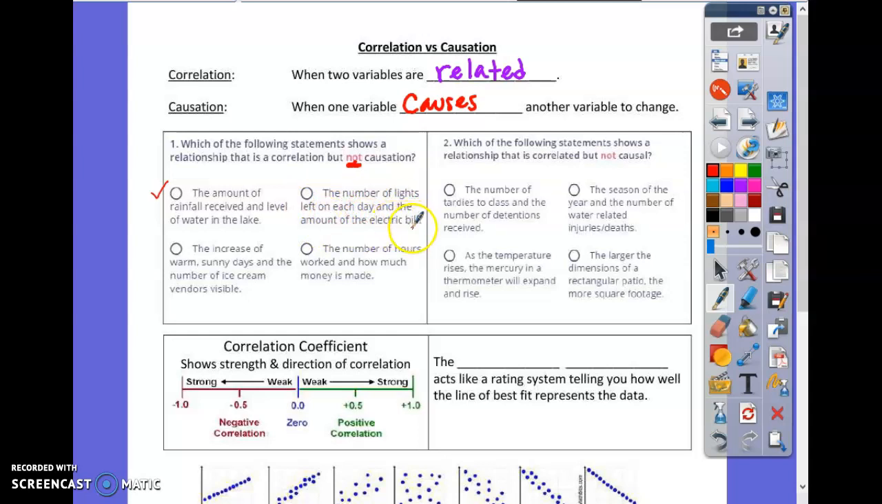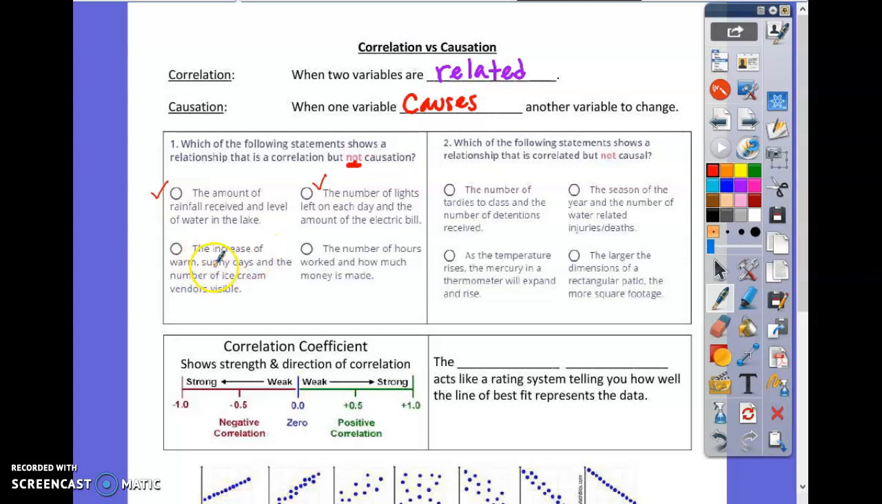What happens if I leave all the lights on? What happens to my electricity bill? Does it go up or down? Up. What happens if I turn the lights off? What happens to my electricity bill? It goes down. So does me leaving the lights on every day cause my electricity bill to change? Yes, so it does cause it, so it is causation. So I'm going to put a check because it is true.